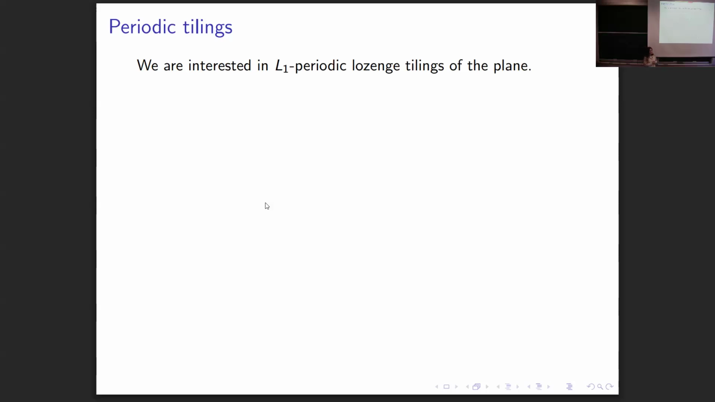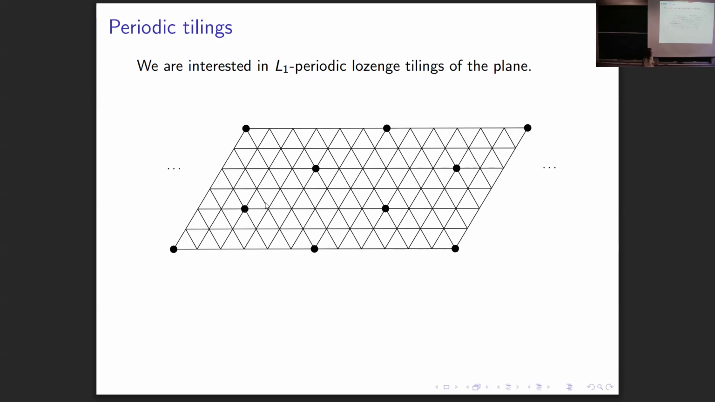But what we want is an extra condition that this tiling is going to be L1 periodic. So whatever happens at this bold point, the same happens at this other bold point. And, you know, everything happens modulo L1. So you're looking for a tiling of the quotient space in some sense. Let me just show you an example. Maybe it will tell you much more than a definition.